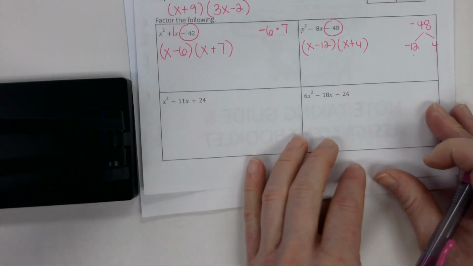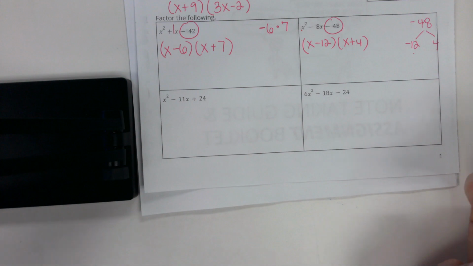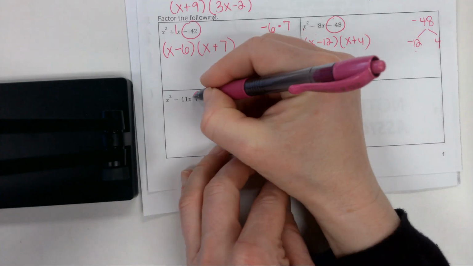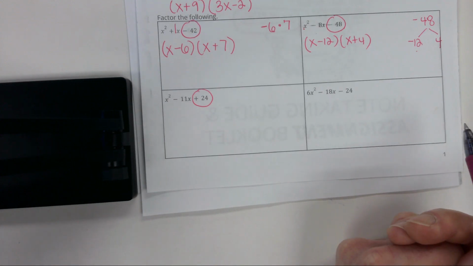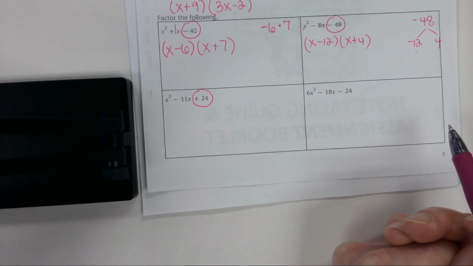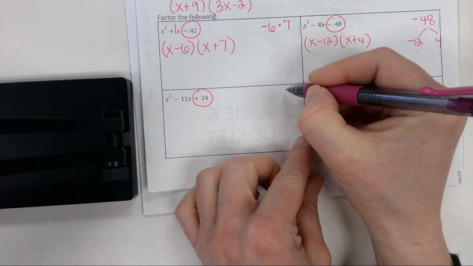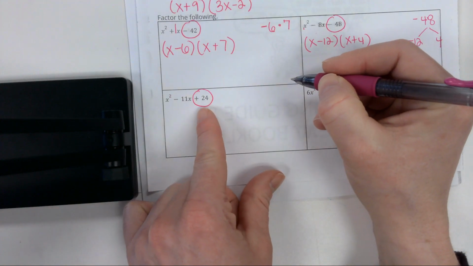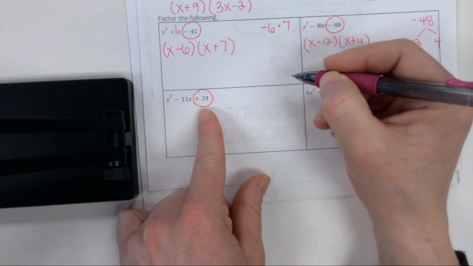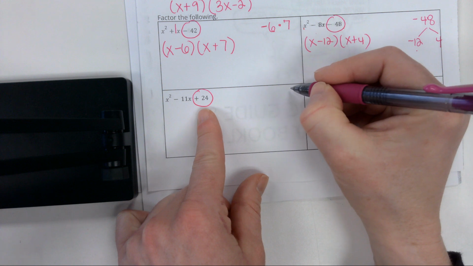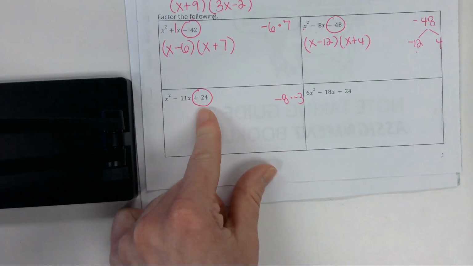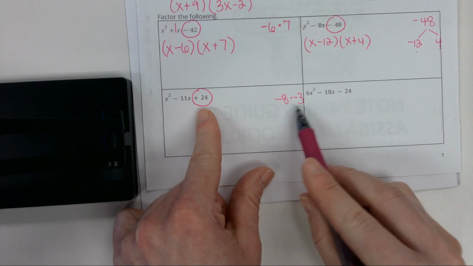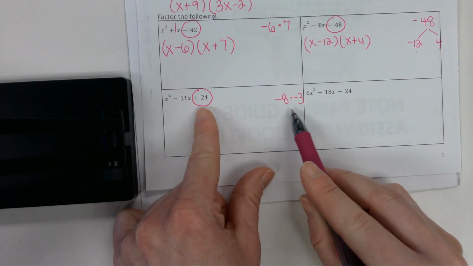Okay. Multiplies to be 24, adds up to negative 11. What do you think? -3, +8. Change the sign. -8, +3. Negative 8, negative 3, because those two add up to negative 11, and isn't a negative times a negative a positive?